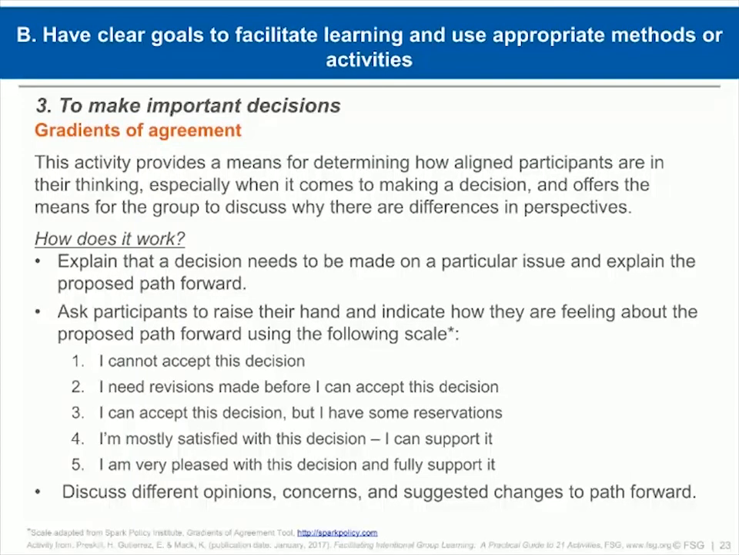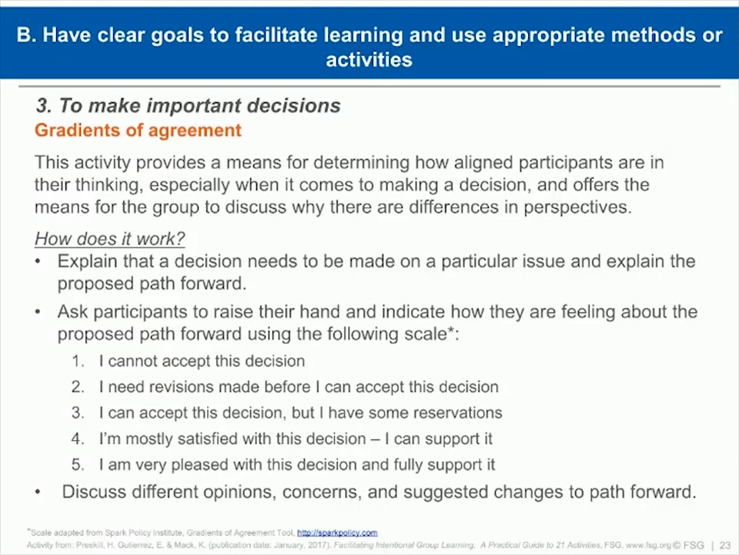And then finally, for the third activity, to make important decisions. This is a very simple activity. It's called Gradients of Agreement. This activity is to make decisions. It can provide a way to see how aligned participants are in making a decision, or in particular in collective impact. For example, if you're thinking about developing a new strategy or going in a different direction with a working group, you can see, if you have a big group, to what extent people are in agreement in terms of the direction that leadership wants to go in.